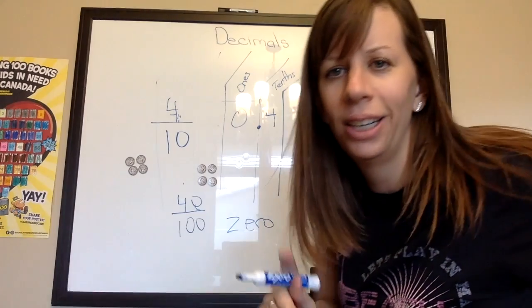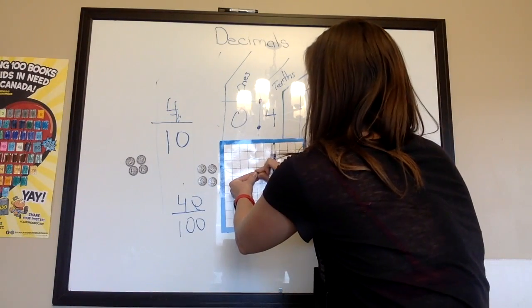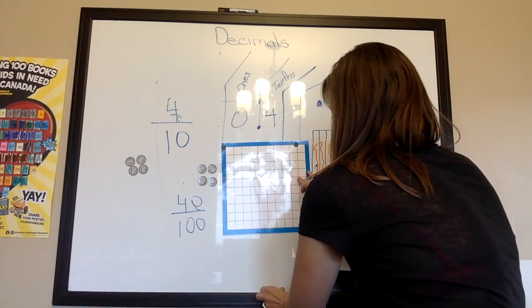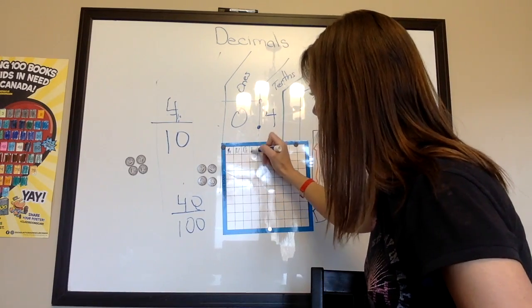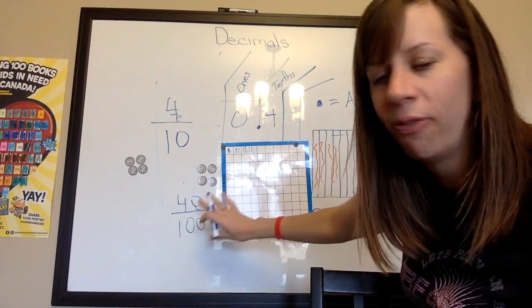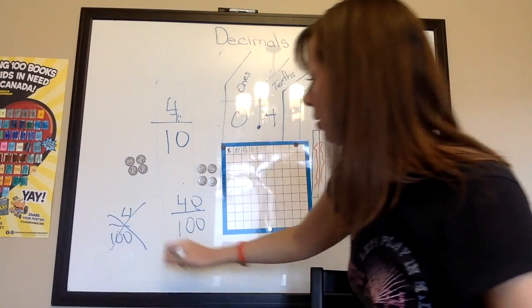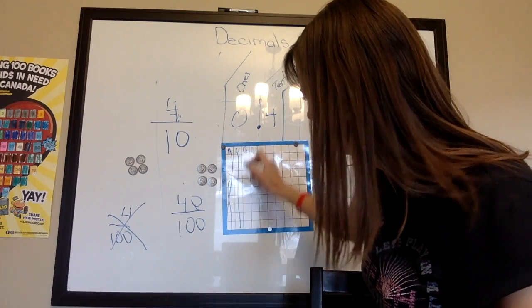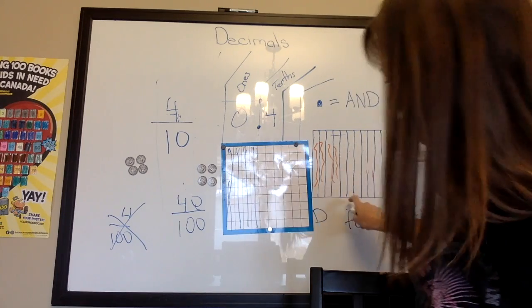4 tenths. Now here's where a couple of you had a little hiccup. When you went to do this part, some of you went like this and you colored 4 of them. That's actually 4 out of 100. That's 4 hundredths. We don't want that. 4 tenths is like this. 1, 2, 3, 4. We cut it into 10 strips, just like this one.